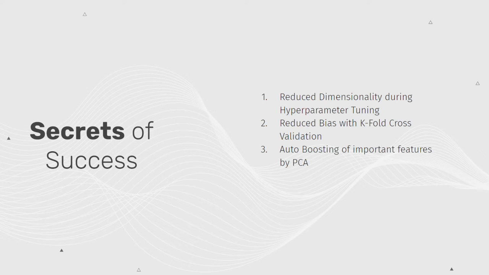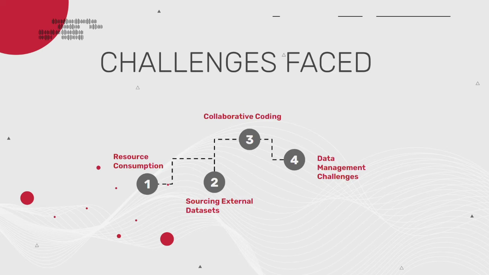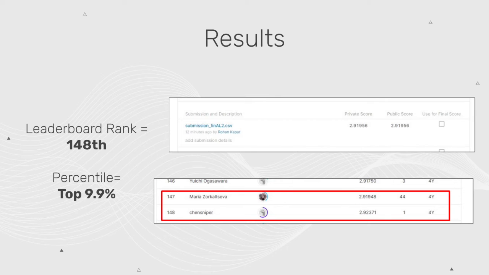Let's move on to the results and how we actually performed. In conclusion, we had a root mean squared error score, or RMSE, of 2.91956. As you can see, this is how it appeared on our submission on Kaggle as well. This led to a leaderboard rank of 148, with us being in the top 9.9% of all submissions.